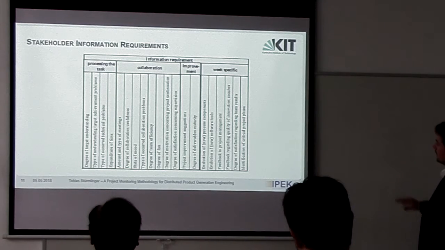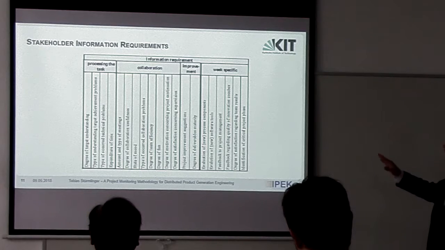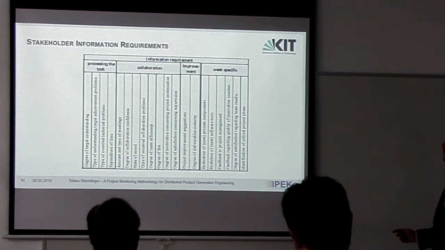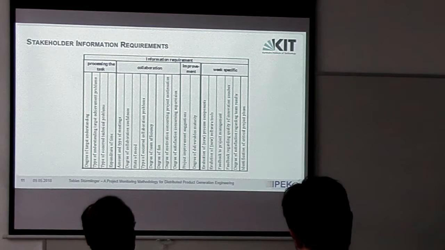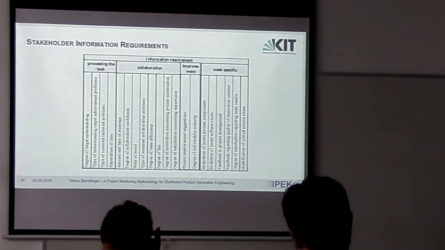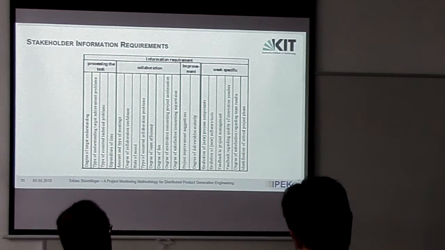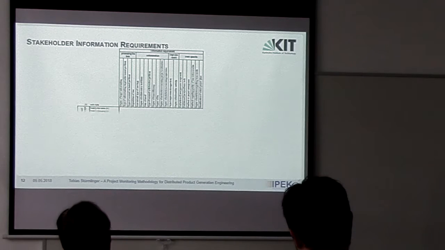So this shows what kind of information the different stakeholders want. I'll just point out the main requirements. First of all, it's about processing the task. Then it's about the collaboration in the distributed teams, how to improve the project or different methods, and then we have week-specific questions.